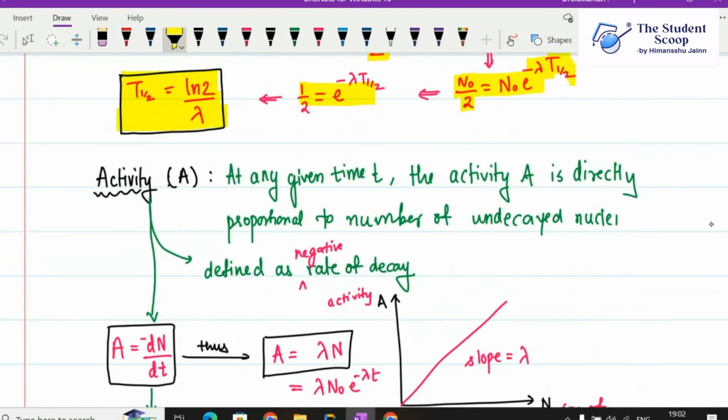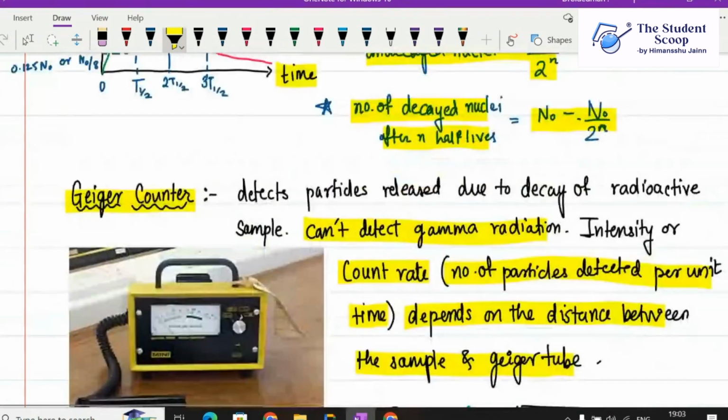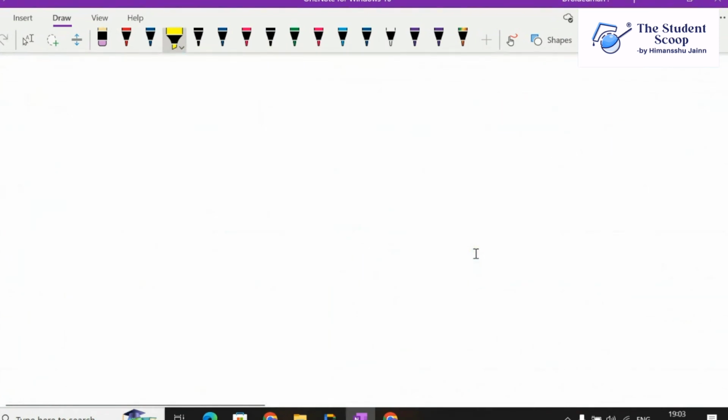Now the one more, as I mentioned earlier, activity is rate of decay. Activity is rate of decay. So here, at any given point of time, activity is directly proportional to the number of undecayed nuclei. That is something that we know, because activity is nothing but rate of decay, and we know that from the law of radioactivity, the rate of decay is directly proportional to number of undecayed nuclei. So this is the same statement that I'm saying.